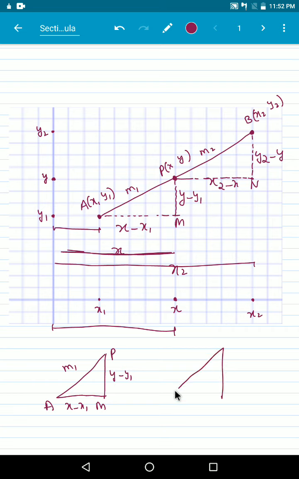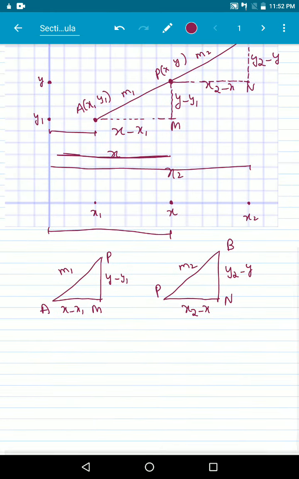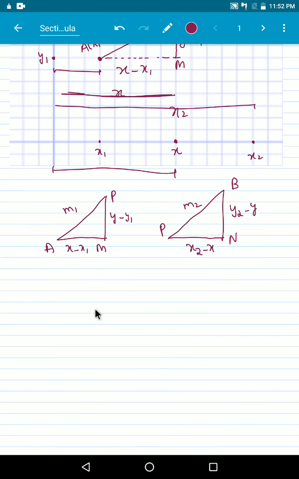So we have one more triangle, P, B, and N. Y2 minus y, x2 minus x, and this is m2. So this side is m2, right? Now we need this much information. When the triangles are similar, their corresponding sides' ratios will be equal. That means AP divided by PB will be equal to AM divided by PN, that will be equal to PM divided by BN.